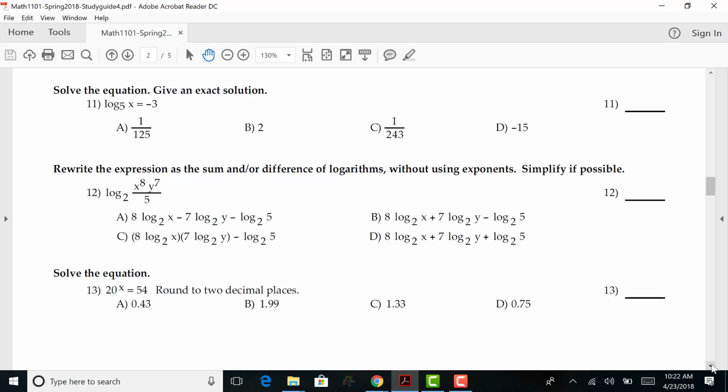So I've got 20 raised to the x power equals 54. Put a dot here. Draw your circle. So log base what? Log base 20 of 54 equals x. Now you just put this in your calculator.